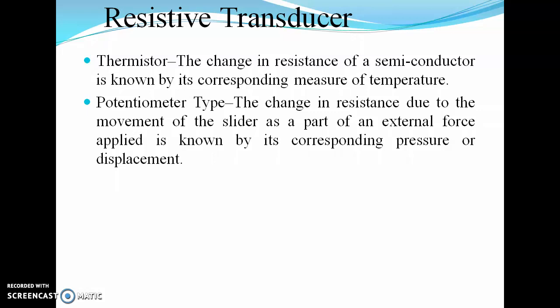Then potentiometer. Here the change in resistance due to movement of the slider as a part of external force applied, and it is used to measure pressure or displacement. So these are the various types of resistive transducer.